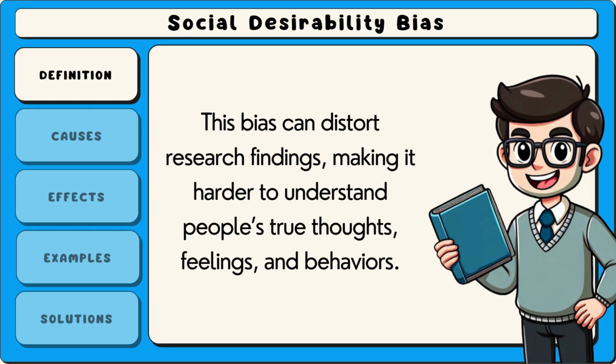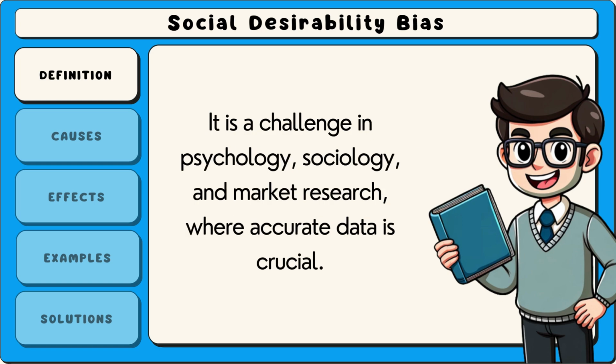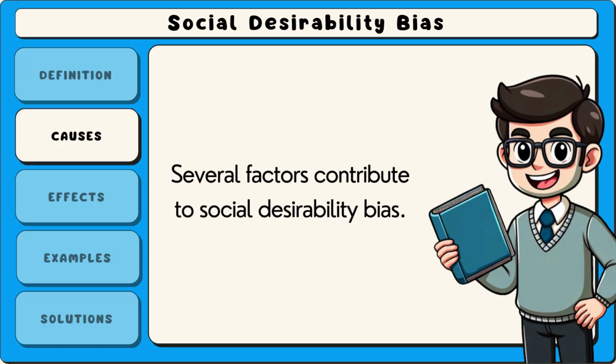This bias can distort research findings, making it harder to understand people's true thoughts, feelings, and behaviours. It is a challenge in psychology, sociology, and market research where accurate data is crucial. Several factors contribute to social desirability bias.